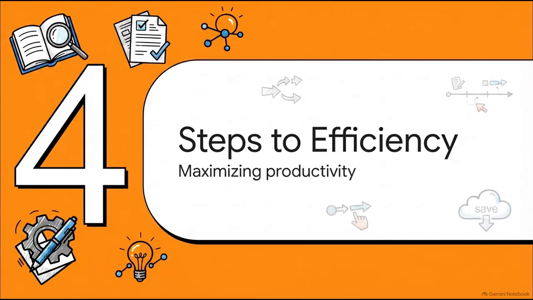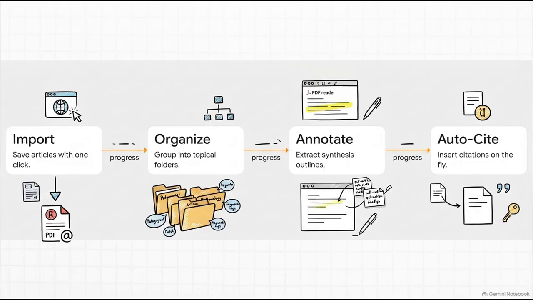Section 4. 4 steps to efficiency. Now that you have your tool, let's look at the exact workflow. Here is your blueprint. Step 1. Import effortlessly. Use your web browser connectors to save peer-reviewed articles directly from search engines with one click. Step 2. Organize topically. Please don't just throw things in a main folder. Group sources into folders matching your research questions, like pedagogical models, and apply those descriptive keywords we talked about.